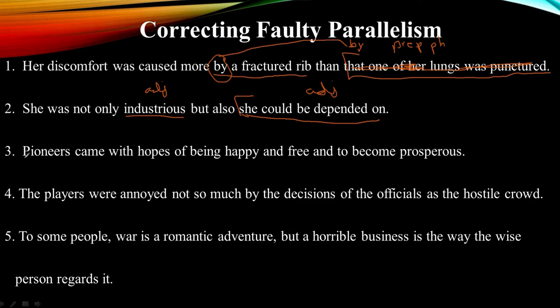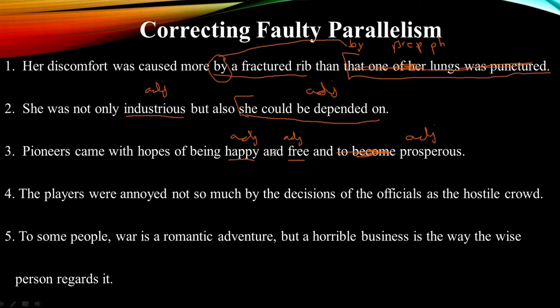Number 3, pioneers came with hopes of being happy and free, and, well, this is an adjective. The second one was also an adjective, so what do you think you have to have? Another adjective instead of an infinitive phrase. So let's just scratch that out, and then we have our next adjective. So if we have 3 different adjectives here, then we have parallel structure. Pioneers came with hopes of being happy, free, and prosperous.